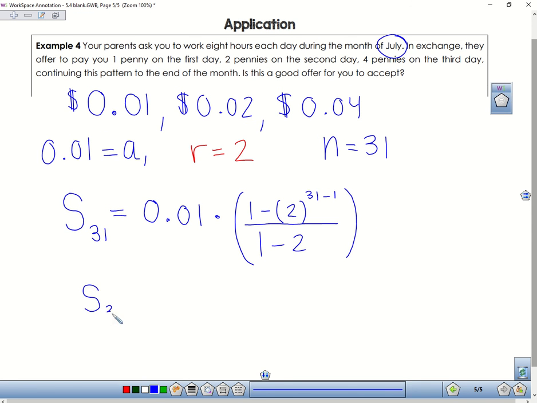So the sum of 31 is equal to, now here if I put 2 to the 30th power in the calculator, it's already overwhelming my calculator. So it's going to be really big. And when I actually plug all of this into the calculator, you guys are not going to believe the amount it is. 21,454,836.47. Put commas in. And if you took this offer, you would have made over $21 million.